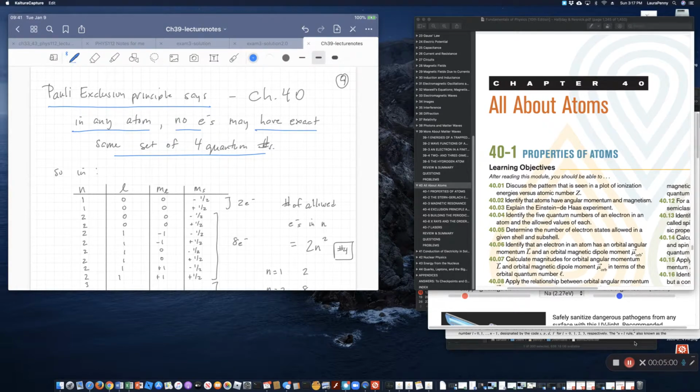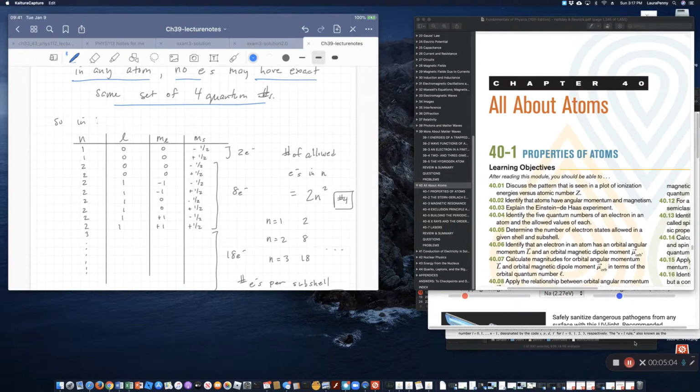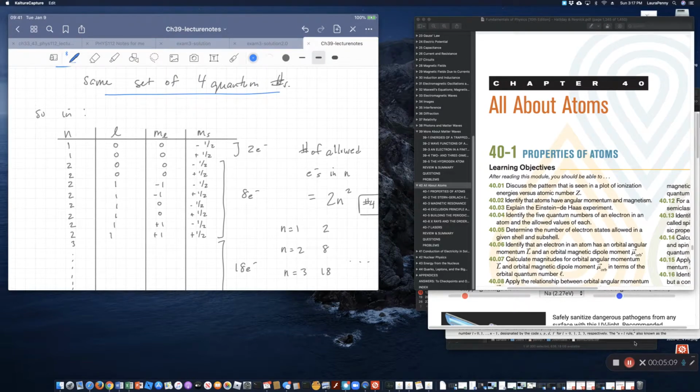So if we're building up, and this is not just true for hydrogen, this is true for any atom, in the n equals 1 state, I made a little table here. If n equals 1, L has to be 0, m sub L has to equal 0, but you could have negative 1/2 and plus 1/2, right? This would be two different electrons: electron number 1 and electron number 2.